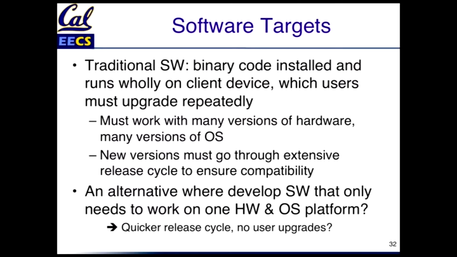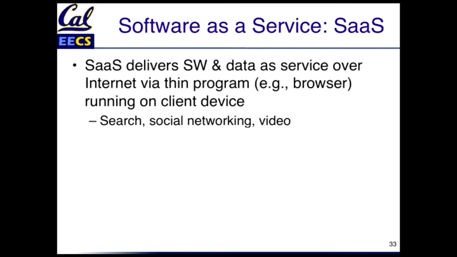So isn't there a better way to do this, where you only have to work on one platform? If you could, there would be fewer release cycles and no user upgrades. That's what gets called software as a service. The software and the data get delivered over the internet to some thin program, like a browser, running on a client device. Search and social networking are examples of software as a service.